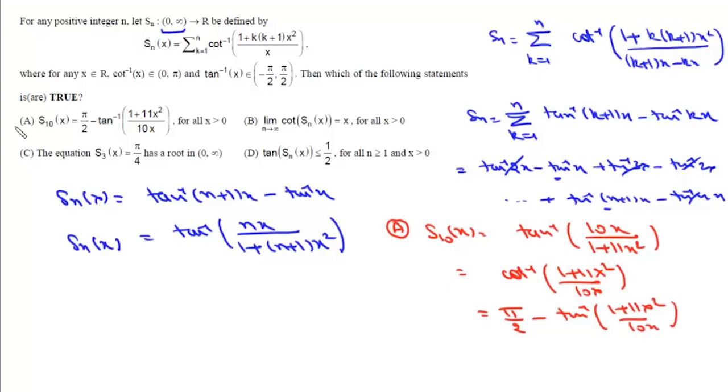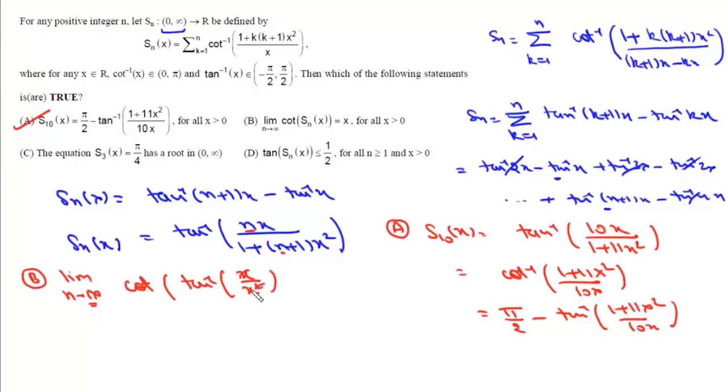That means this option A is correct. Now for this option B, we need to take this limit as n tends to infinity of cot, and then it will be this tan inverse. And since it is an infinite limit, we look at the highest power of n. In the numerator it is 1, in the denominator also it is 1. So the answer to this question will be the coefficients of n. The coefficient of n in the numerator is x, and in the denominator is x square.